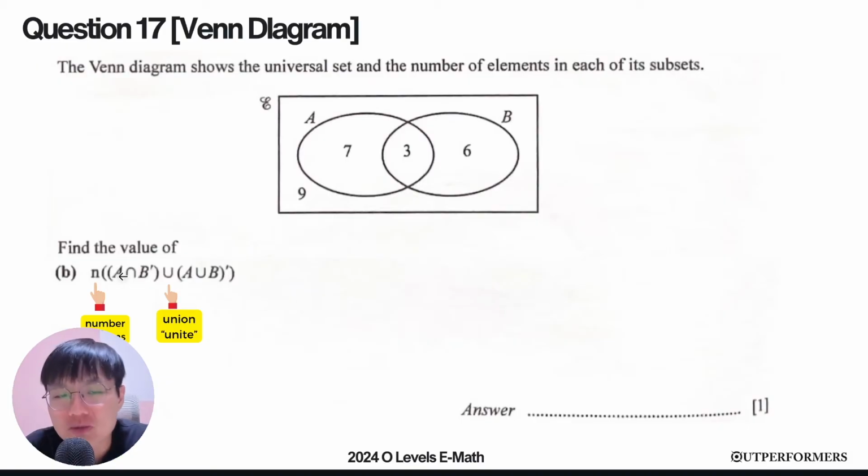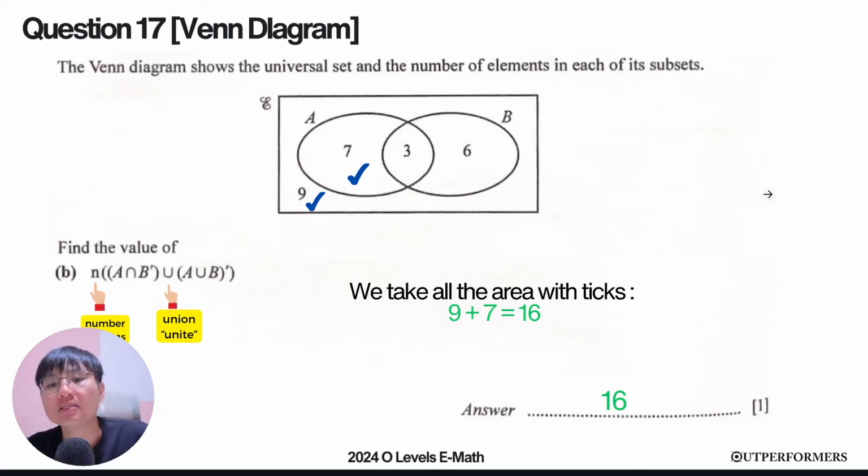Alright, so let's find out where is A intersect B prime first. A intersect B prime is here. Okay, A union B whole thing prime. That means I want everything outside of A union B, which will be here. And because of the word union, you will be able to see that we are taking all the areas with ticks. It doesn't matter if we have two colors or one color of ticks, because we are uniting everyone together. Whoever has the ticks, we take them, and then we have this as our final answer.